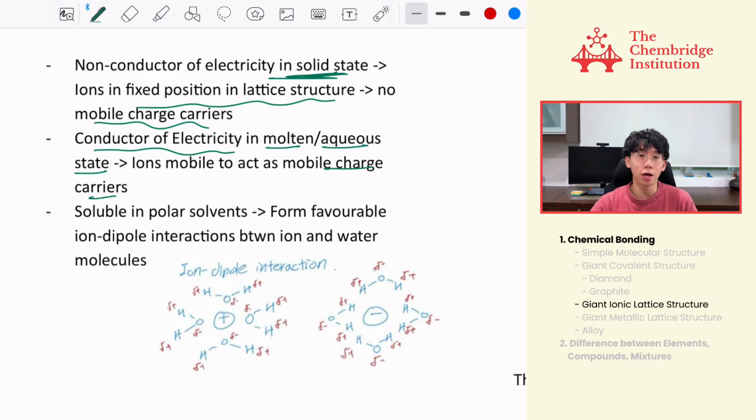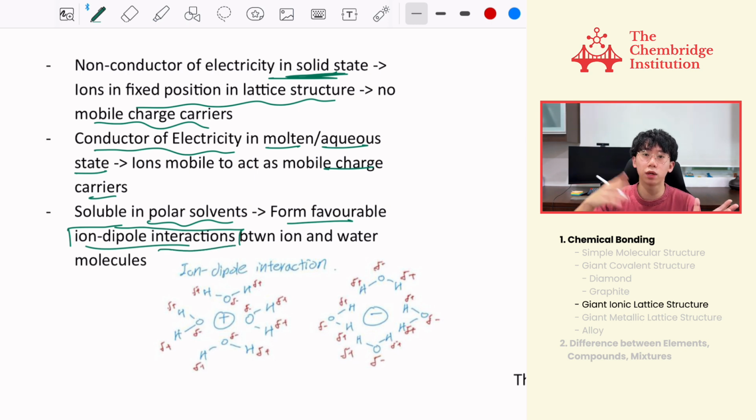Next, your ionic compounds are also known to be soluble in polar solvents. This is because they form very favorable ion-dipole interactions between the ions and the water molecules. This interaction is actually strong enough to compensate for the breaking of the ionic bond.